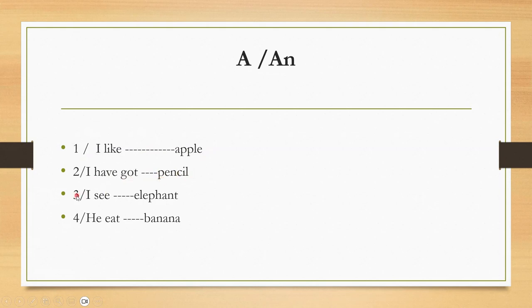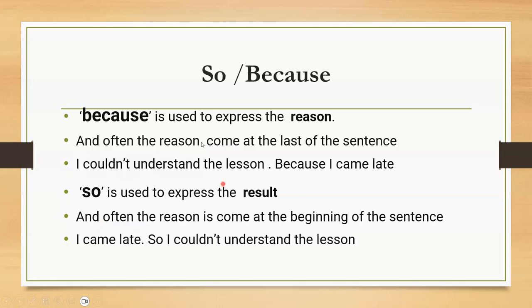I see dash elephant. A or an? Good job, an, because E is a vowel letter. Okay, I see an elephant. He eats dash banana, a or an? B is a consonant letter, so I will say he eats a banana.